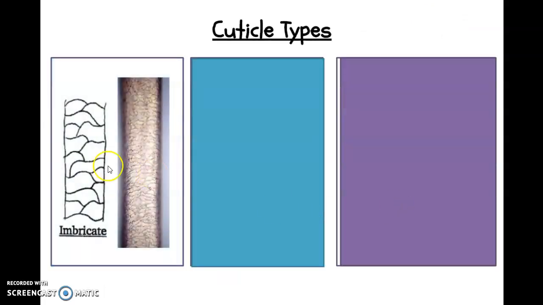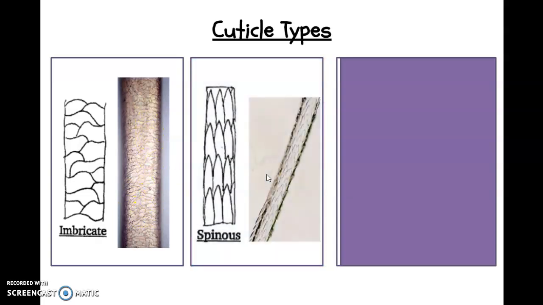So this is the imbricate. You can see how they're irregularly shaped, and how they don't form a very specific pattern. And then you can see this is an actual magnification of a hair, and you can see how on the actual magnification of the hair it's the same way. They're very irregular. They don't form a very specific pattern.